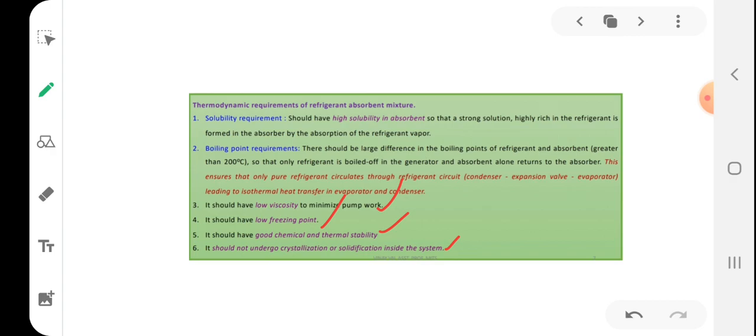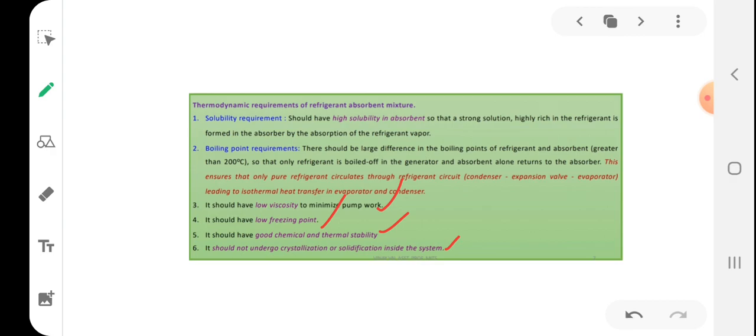Refrigerant absorbent mixture. Absorbent means the fluid which absorbs the refrigerant. So the refrigerant can be termed as absorbate, and the fluid which absorbs the refrigerant is called the absorbent.